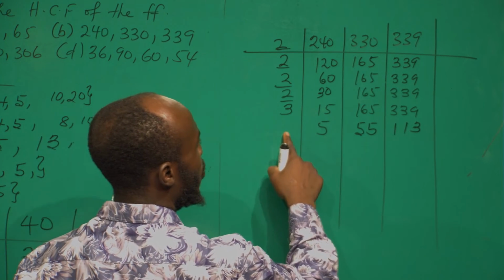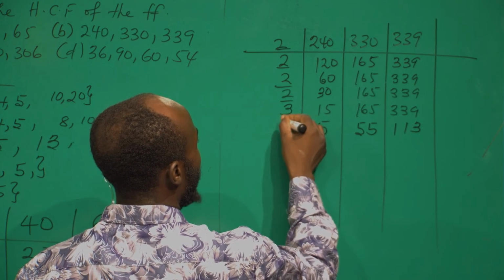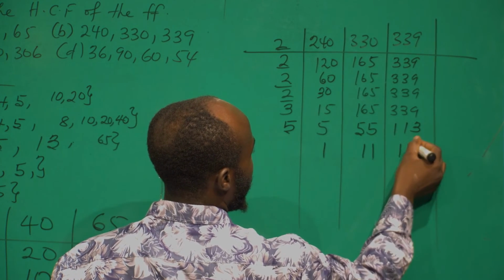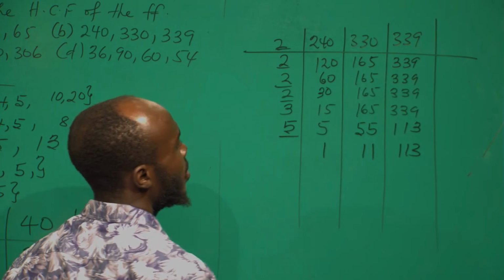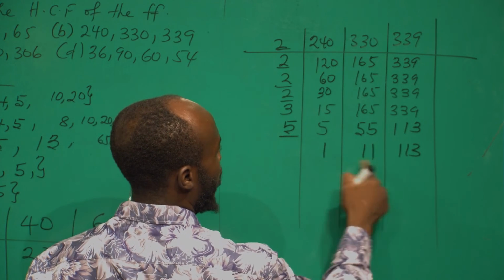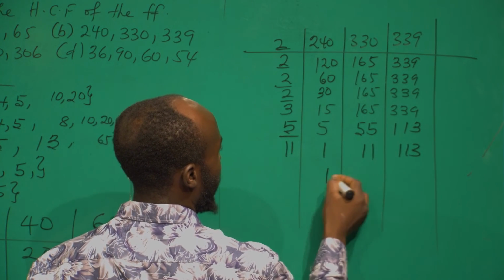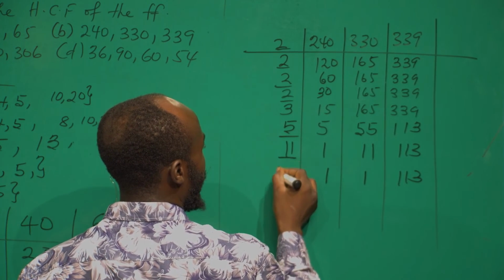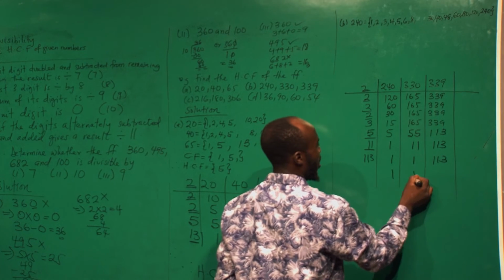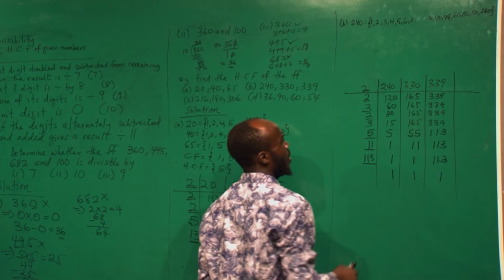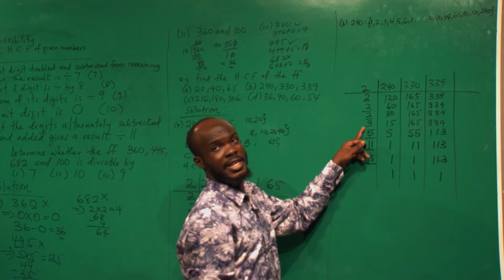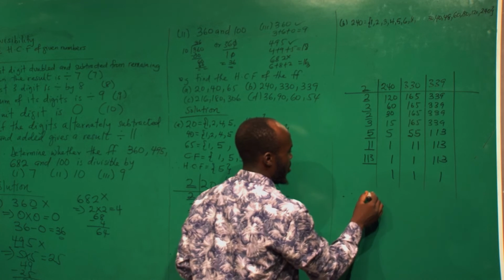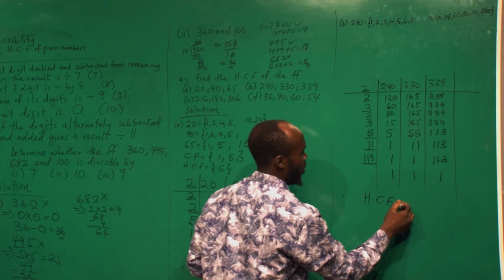So when I get here also, 3 cannot do the job again. So I come to what? 5. 5 goes here 1, 5 goes here 11. 5 can't go into this, so I underline. Then the next prime number is 11 itself. It can't go, I repeat, then I underline. So looking at this, you can see that only 3 wasn't what? Underlined. So therefore, my highest common factor is equal to what?